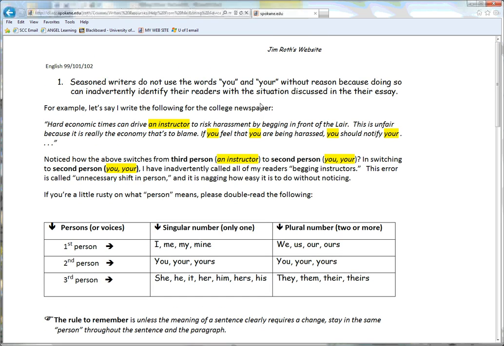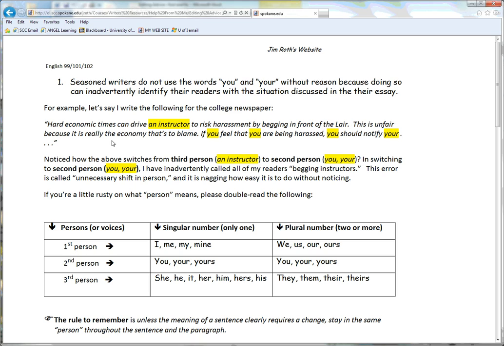The first problem is shifting persons, and usually what happens is we shift from third to second person. We start writing you in our essays. And most English teachers advise against that. Here you can see the problem. Hard economic times can drive an instructor to risk harassment by begging in front of the lair. Hope that doesn't happen to me.